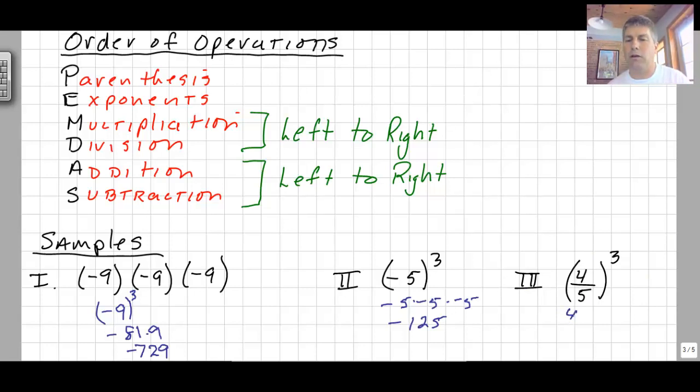Sample problem 3, 4/5 all raised to the third power. So here we remember our laws of exponents, we can cube each one of those. So we have 4 cubed, 4 times 4 times 4 is, 4 times 4 is 16 times 4. We get 64 over 125.